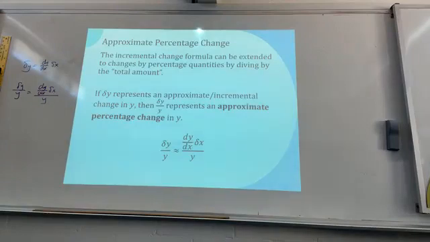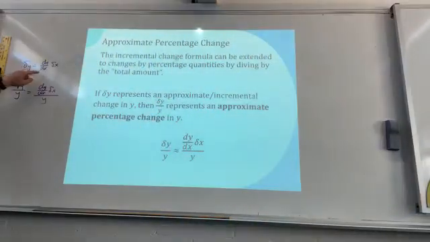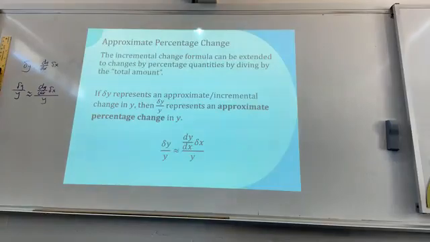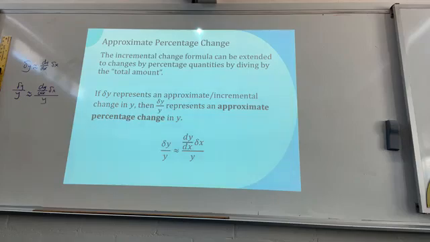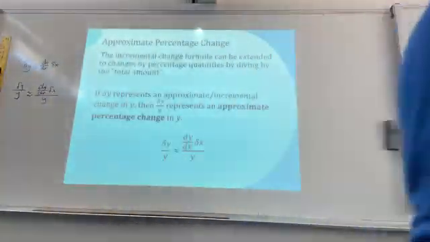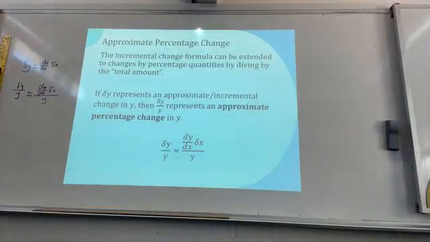Here, we're just estimating the percentage change, again using the increments formula, which is delta y approximately equals dy/dx times delta x. I should always use approximately. I'm so used to writing equals. It's always approximate. Now, if delta x represents an approximate or incremental change in x, then delta y over y represents an approximate percentage change. It could be in decimal, could be in percentage. Decimals and percentages are interchangeable.